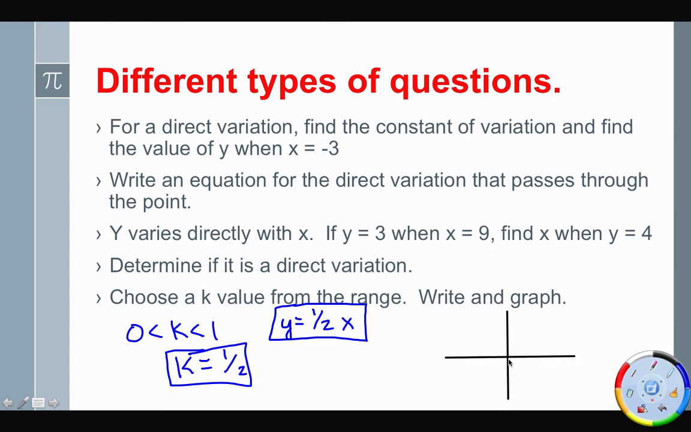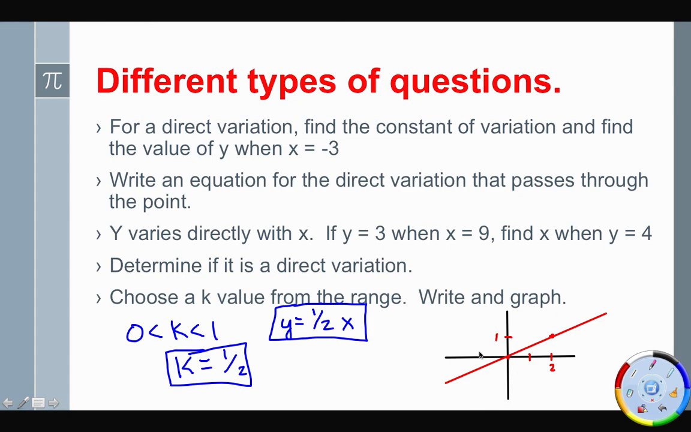We know that it has to go through the point 0, 0, because direct variations always do. Then we're going to go rise 1, run 2. So my slope is 1/2, so I'm going to go up 1 and right 2. And I'm going to connect those dots using a straight line. And I'm going to call it good.